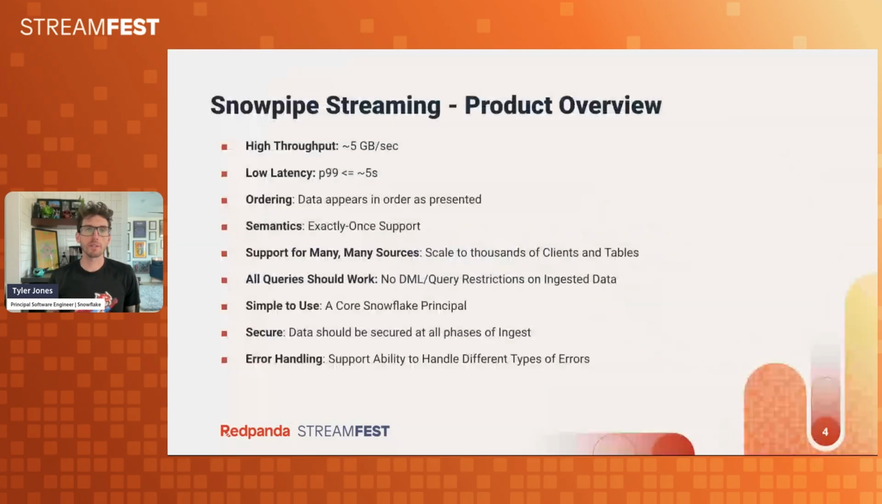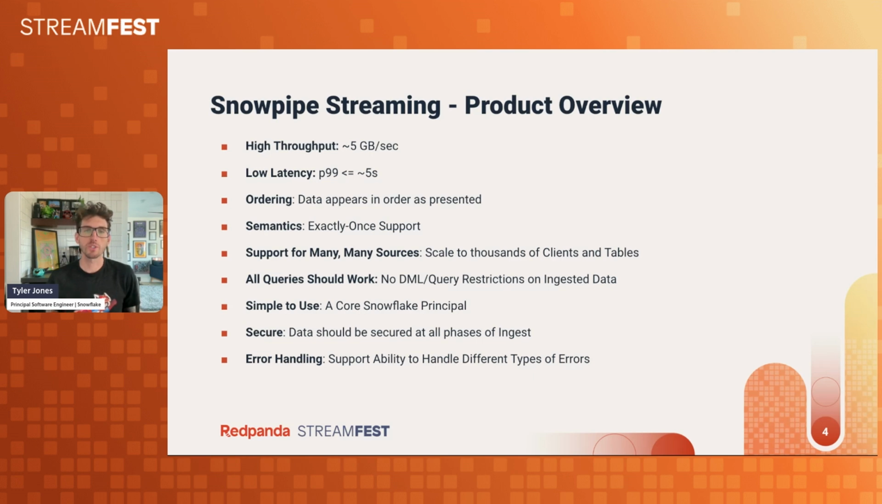Snowpipe streaming is a feature that we offer at Snowflake that enables high throughput ingest into a destination table. We support throughputs of up to gigabytes a second for a target destination table with P99 latencies of 5 seconds or less. Ordering is preserved as part of this ingestion flow, so data appears in the table in the order it was presented to a client. We support exactly once ingest as part of this feature.